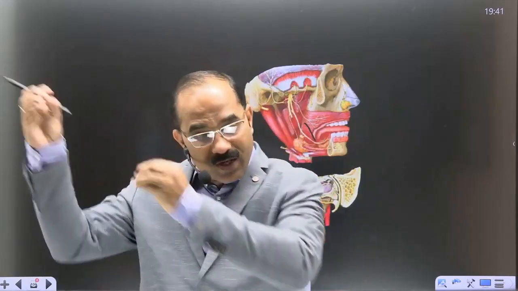What is the meaning of structural? The ganglion is just hanging from the nerve, only hanging. And when a nerve comes from the brainstem, enters the ganglion, relays here, and sends postganglionic fibers to supply the gland, that is what we call functional relation. I hope this is clear.